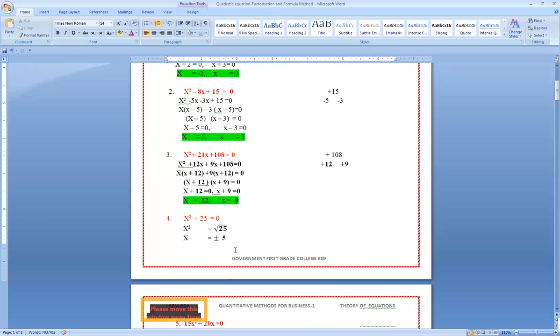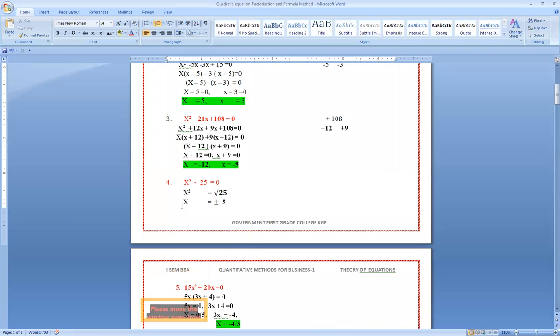Let us go for the fourth question, that is x square minus 25 equals 0. Now we have to calculate the value of x. Here there is no x term, but the highest power of x is 2 only. Therefore, we are considering it as a second degree equation. X square equals, we are shifting this 25 to the right side. If you want to remove the square, we'll have to go for squaring both the sides. One will become x, square is already there. Another one will be root 25.